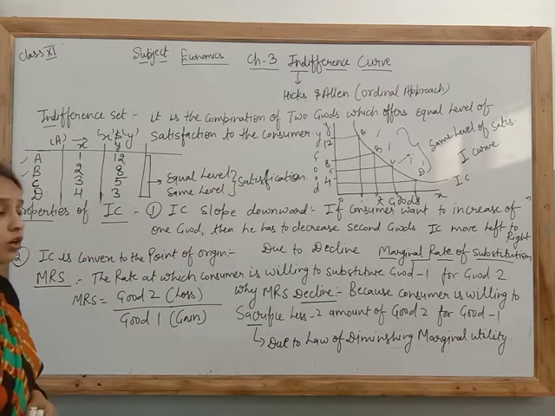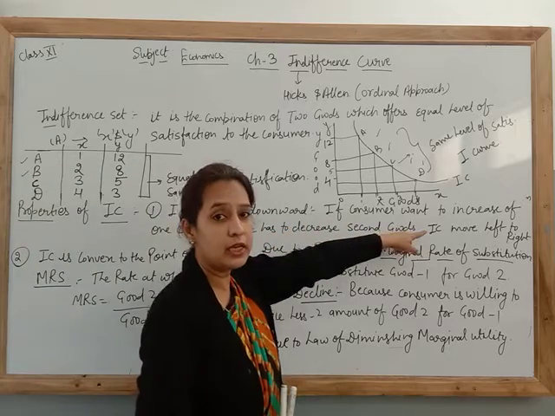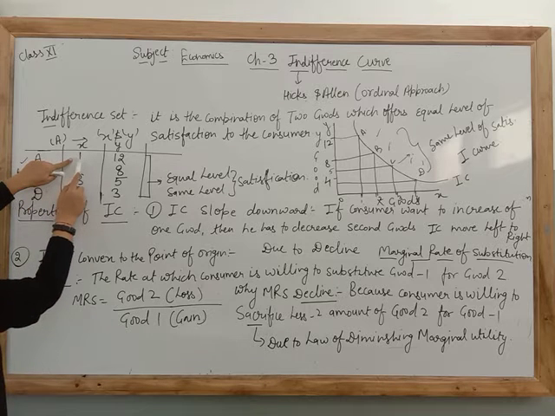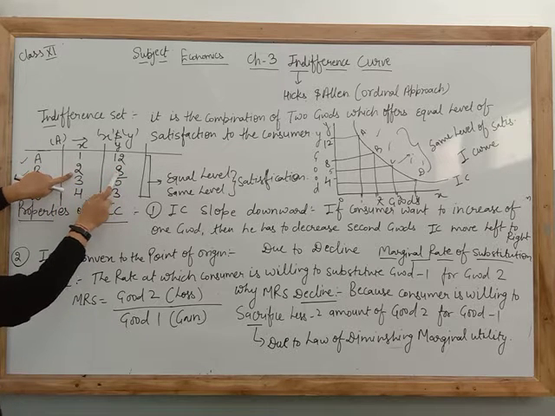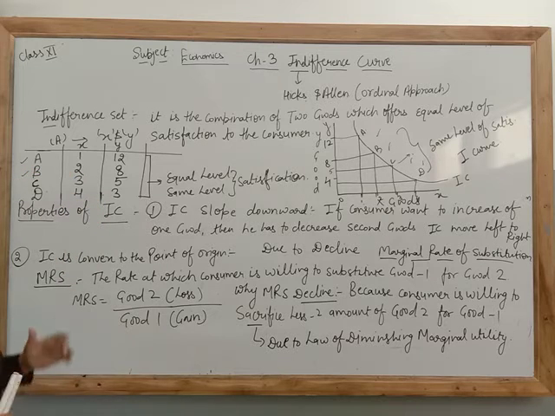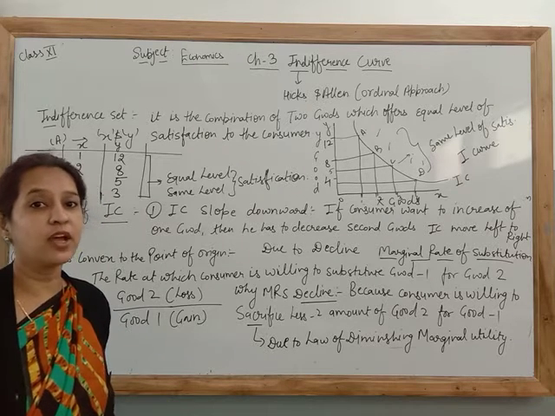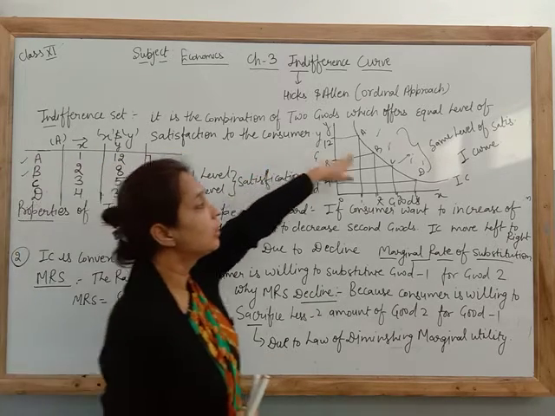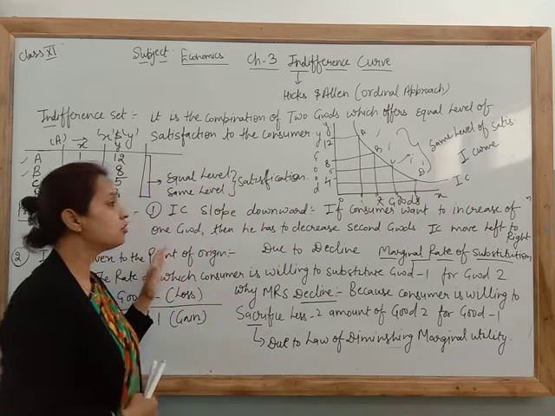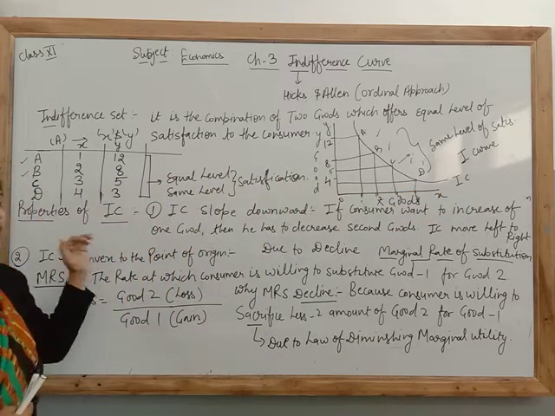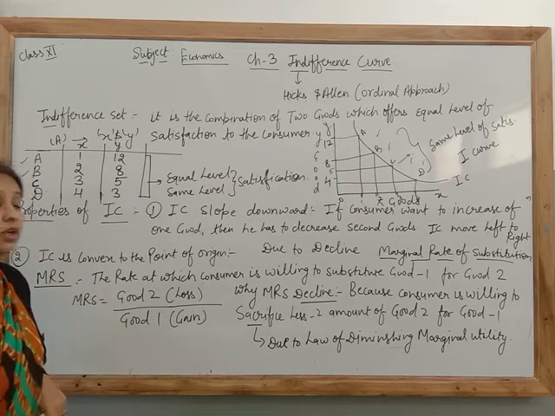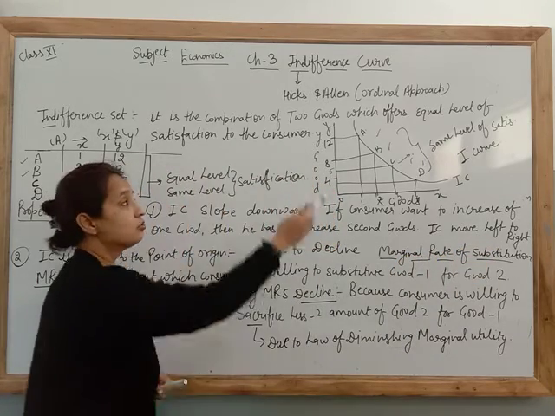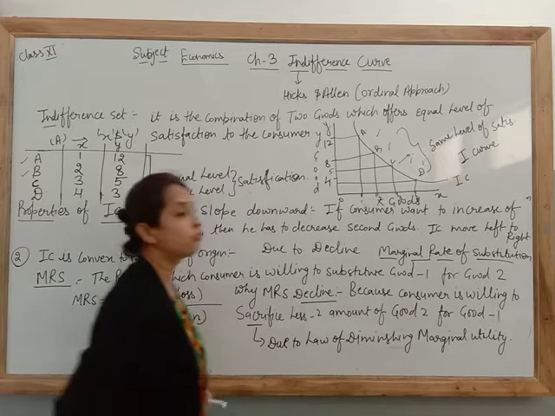Why is it so? Because if a consumer wants to increase one good, then he has to decrease the second good. If he wants to increase the x good, definitely he has to decrease the y good. I told you, when there is an inverse relationship, when one increases and the second decreases, definitely the slope of the curve will be downward. Clear? So if the consumer wants to increase one good, then he has to decrease the second good. Because of this reason, the IC curve moves from left to right.